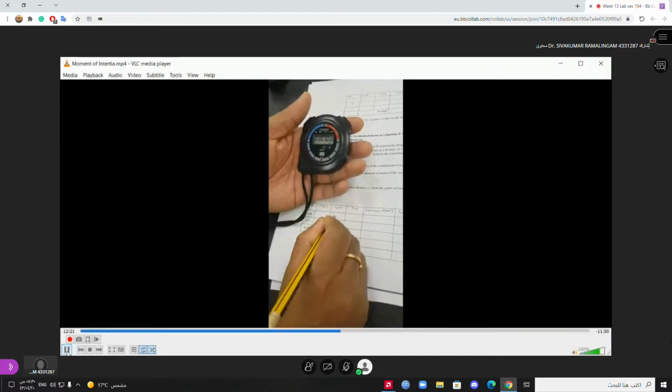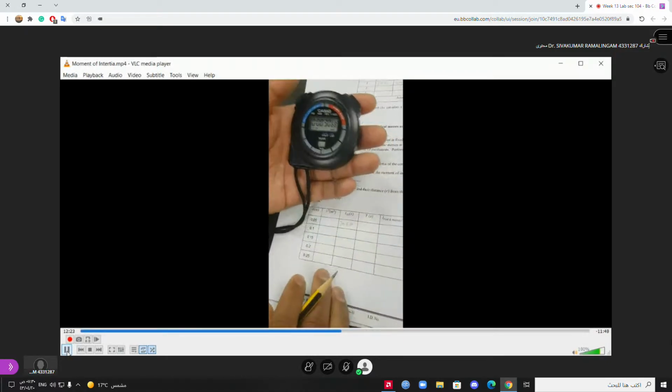T10 is 30.68. Now T is divided by 10, 3.068. If you substitute this T value in this formula, you will get the I for rod and masses. This time corresponds to rod and mass. If you substitute this time here, you will get this. And repeat this experiment for various values of R.